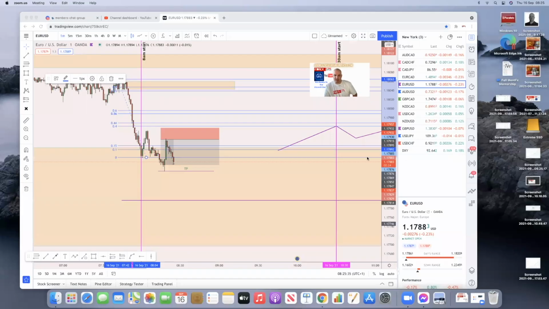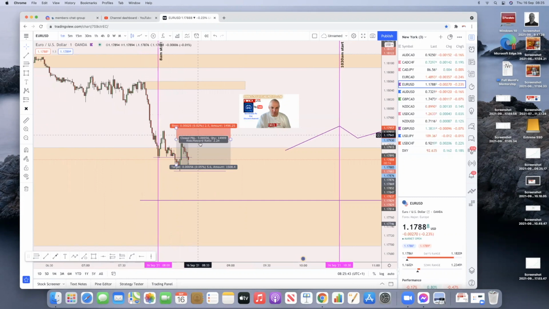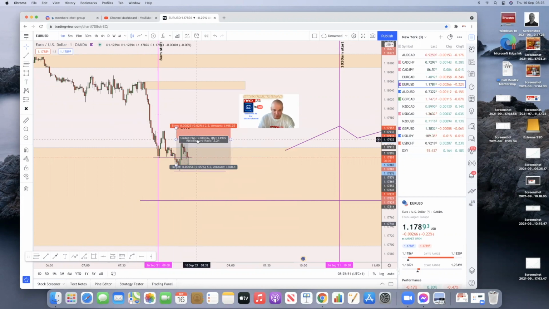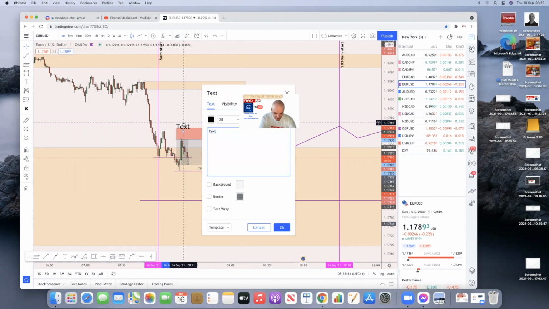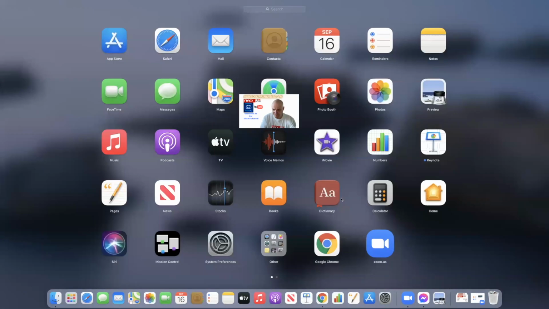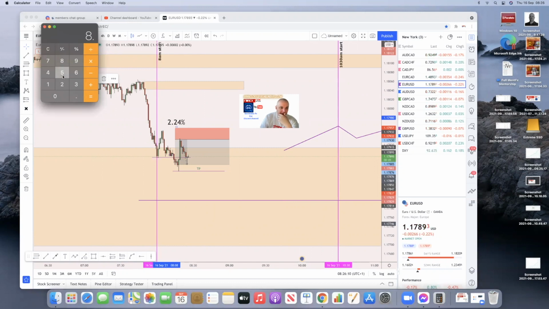Didn't take too long at all. Here we go, guys. Bang, straight in for a win. It's only taken, what, 25 minutes of today's session. We are straight in for a 2.24% growth, okay? Based upon what we had yesterday, 8.55% plus the 2.24.